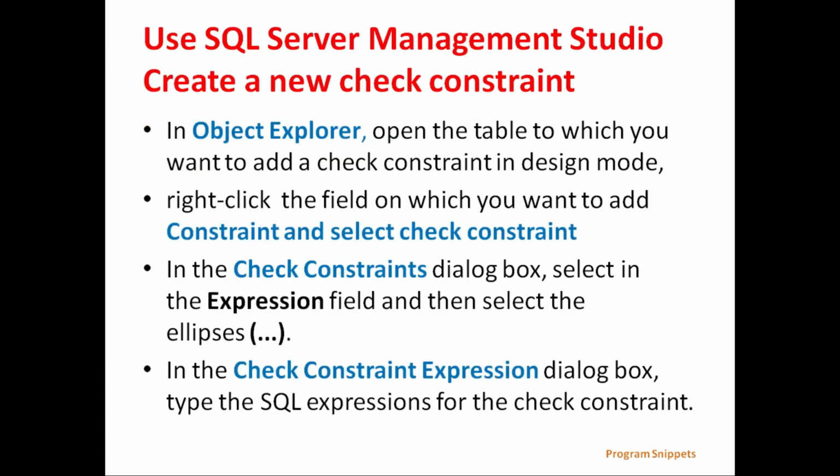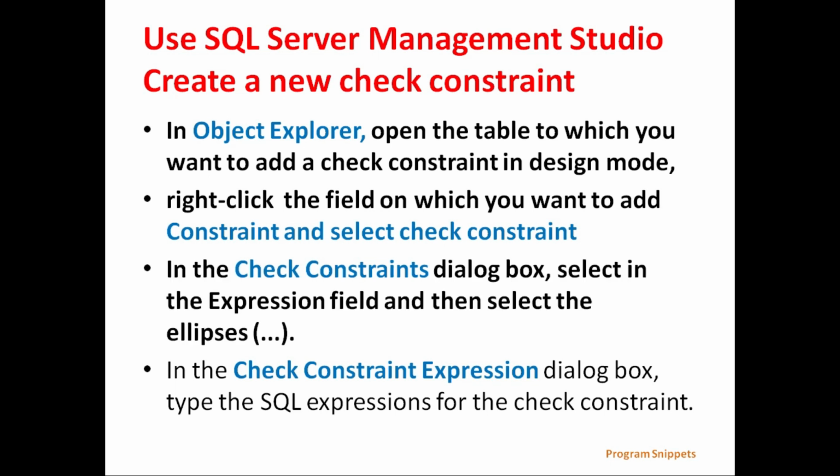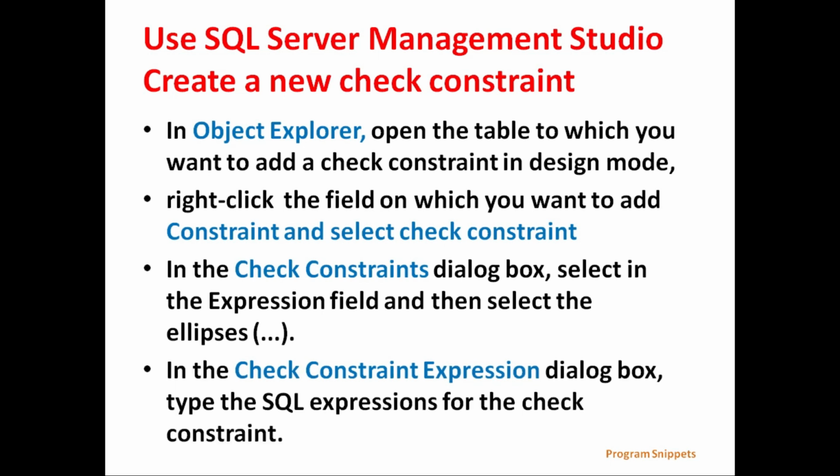We can add the check constraint using SQL Server Management Studio also. For this, in Object Explorer window, open the table to which we want to add a check constraint. Open this table in design mode, then right click on the field on which you want to add a constraint and select check constraint. In the check constraint dialog box, select the expression field and in the check constraint expression dialog box, type the SQL expression for the check constraint.